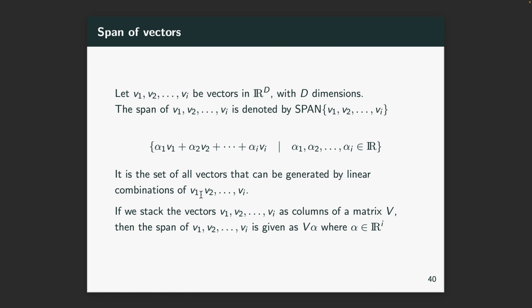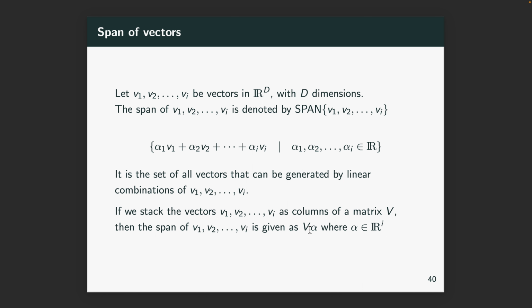Before we do that, let's take another way of computing the span of a set of vectors. This is a more computationally efficient way, or the way you may encode this in a program. Let's say that we have these vectors v1 through vi. We can encode them as columns of a matrix V, and then the span of v1 through vi is given as V times alpha, where alpha is an i-dimensional vector now. So alpha is the vector corresponding to alpha 1, alpha 2 till alpha i.